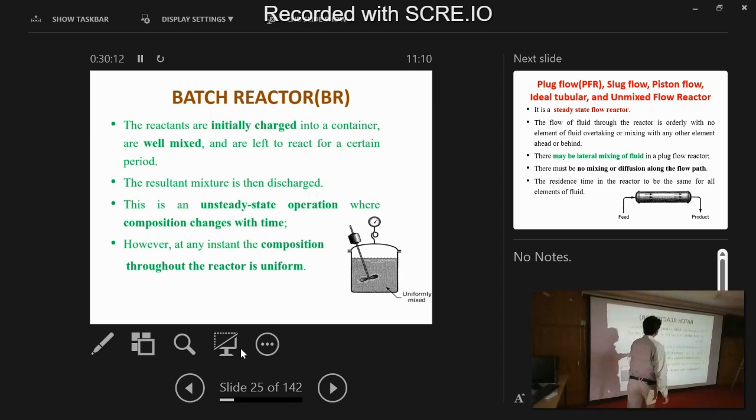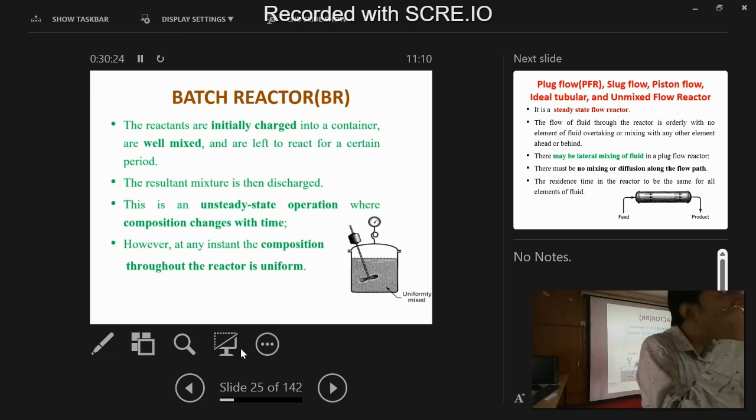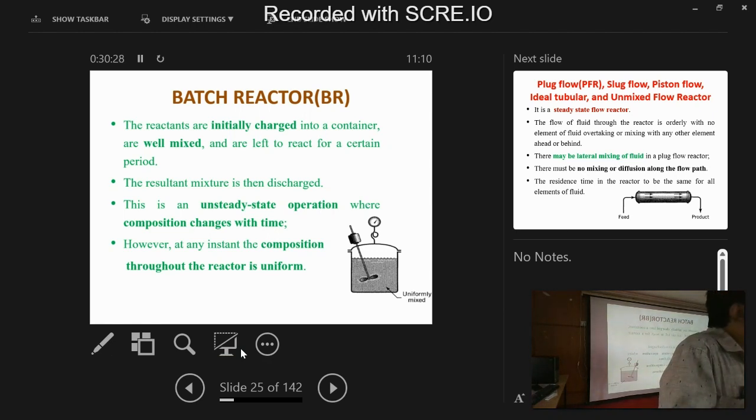So the reactor is called an unsteady state reactor, but it is well mixed. What do you mean by well mixed? Uniformly mixed: the composition is the same throughout the reactor. That means there is no change with respect to the geometry. If I take a sample from the left end, the right end, the central part or the topmost, everything is the same. Remember these points: a batch reactor is a well mixed reactor, but it is unsteady state. It is not varying with geometry or reactor size, but it is varying with time.